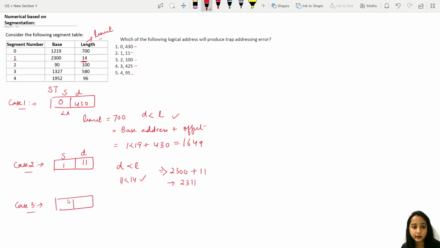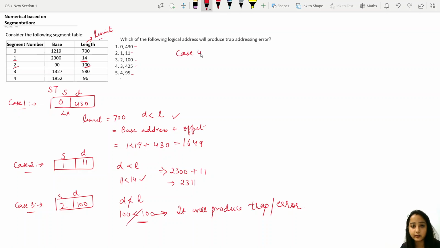Third case is segment number is 2 and what is the offset? 100. So D should be less than L. So what is the D here? 100. It should be less than the limit. Segment number 2. What is the length or limit? 100. So here 100 is equal to 100, but this condition should not be tolerated. It will produce trap, or error. So this condition fails here, so it will produce an error.